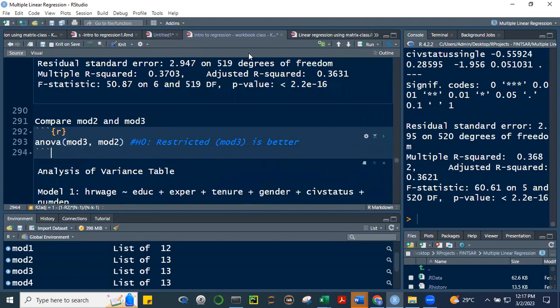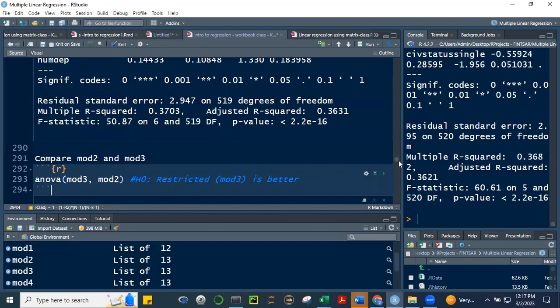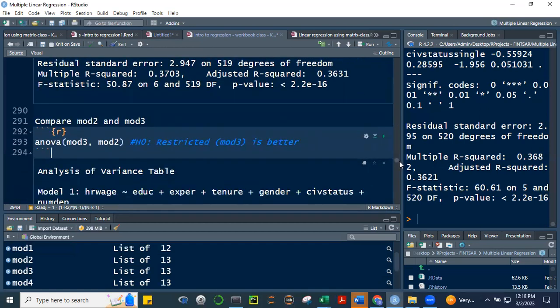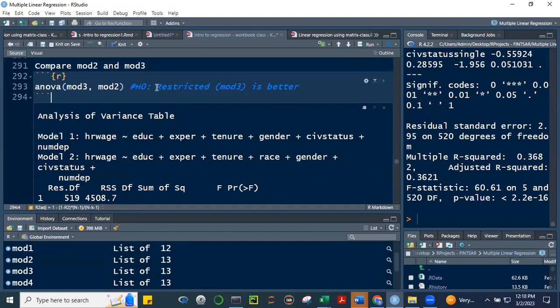Hello, sir. May question na po, sir. About sa result po nung ANOVA. Kasi sir, di ba we fail to reject the null hypothesis. Does that mean po na model 2 is better than model 3? Hindi. Basta tandaan yung hypothesis. Ang hypothesis natin, the restricted model is better. Okay? Ano yung restricted model natin? Yung model 3, sir.